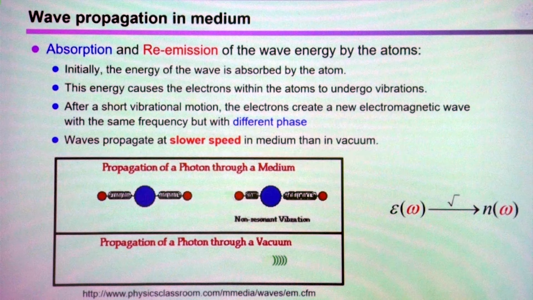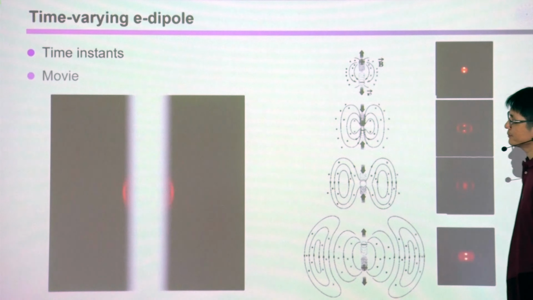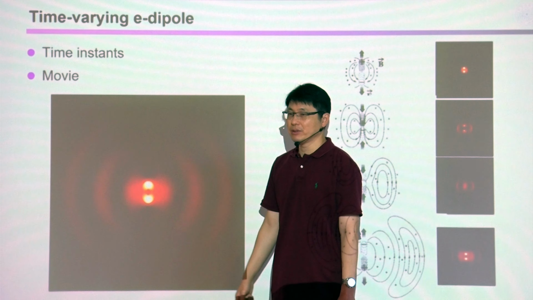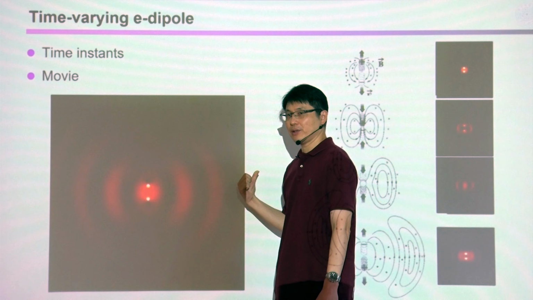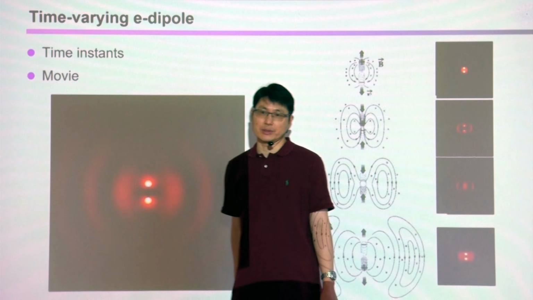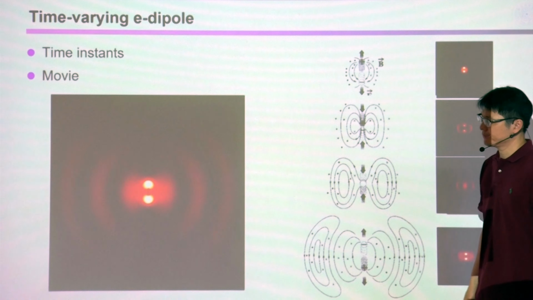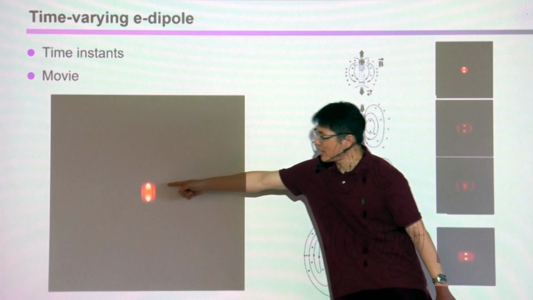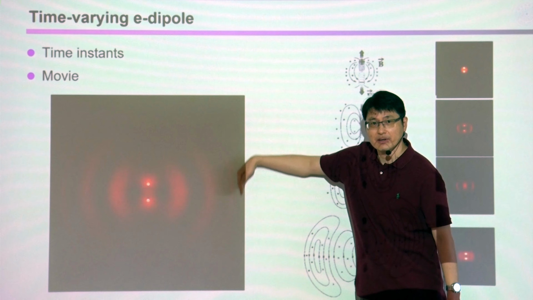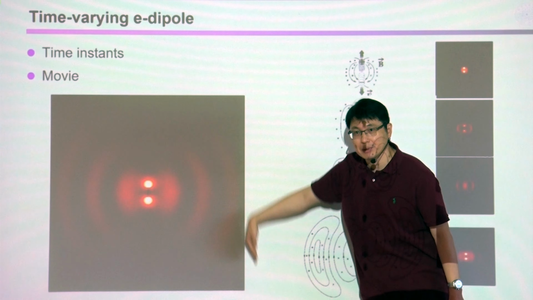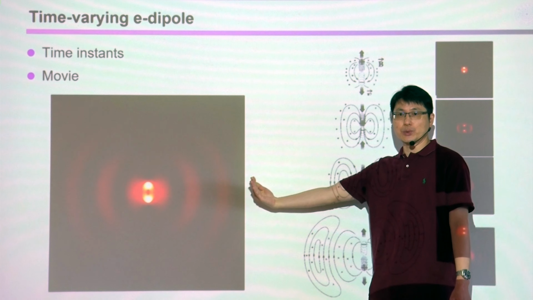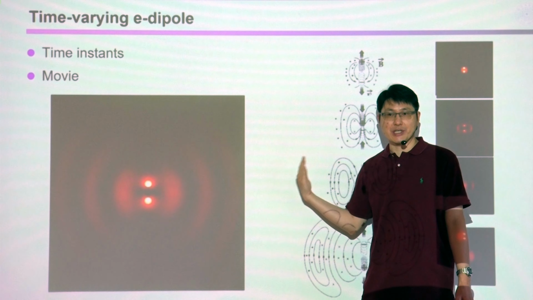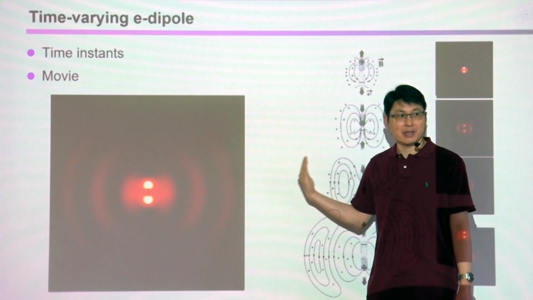So let me come back to the movie. Once you have the oscillating, accelerating dipole, you can have forward propagating wave and you can have backward propagating wave. Right? So when you are very far away from the dipole, this wave looks like a plane. Okay? So when you are far away from your wave generating source, you have plane waves.